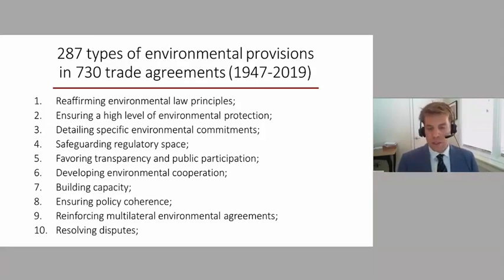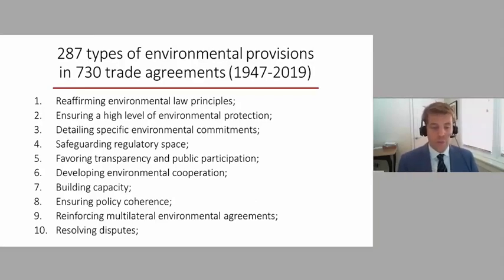The other main categories include, second, ensuring a high level of environmental protection. Third, more specific environmental commitments on specific issue areas like biodiversity, climate, desertification, forestry, fisheries, and so on. The fourth category is safeguards for the regulatory space of member states. Those are mainly exceptions to trade commitments. Then you have provisions favoring transparency and public participation. There's quite a wide diversity of provisions favoring transparency and public participation. Then you have a set of provisions regarding cooperation, including scientific cooperation, but also policy cooperation.